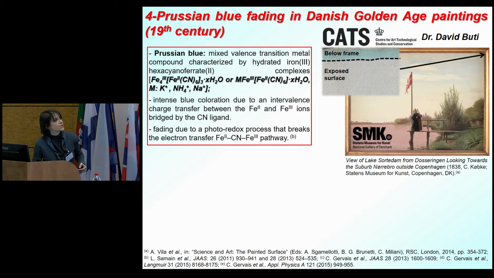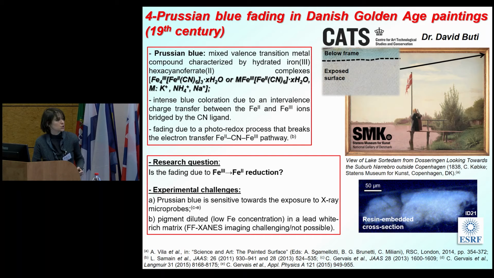So we were interested essentially in answering this question: can this discoloration be due to an iron 3, iron 2 reduction? However, this process can in principle be easily studied by iron K-edge XANES spectroscopy, but it shows experimental challenges, because we know from the previous literature that Prussian blue is really sensitive to exposure to X-ray microbeams.